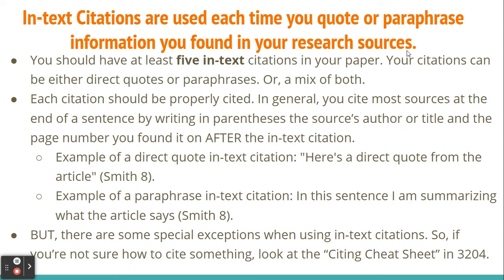So for your paper, I'd like you to use at least 5 in-text citations. These can be either direct quotes or paraphrases, or you can use a mixture of both. And I have to apologize to you because I did not include this in the assignment sheet when I originally assigned the paper to you. So I will update the assignment sheet so it clearly states how many in-text citations I'd like you to use.